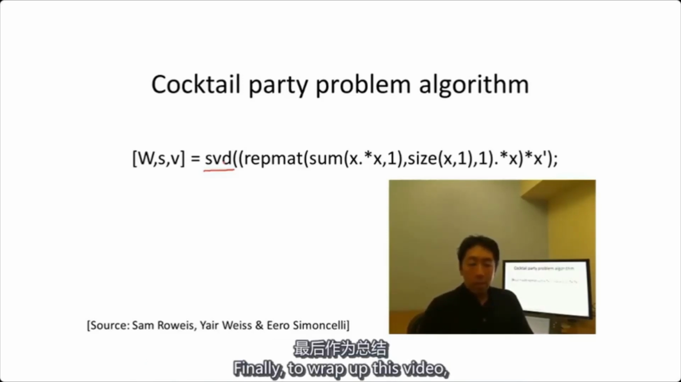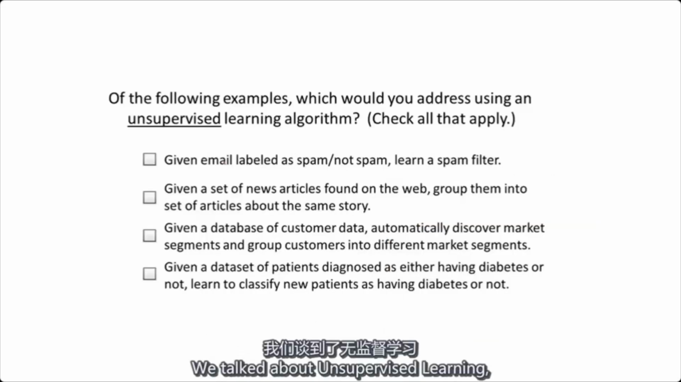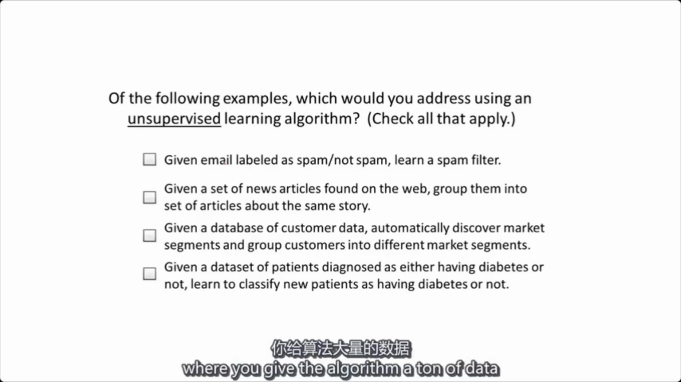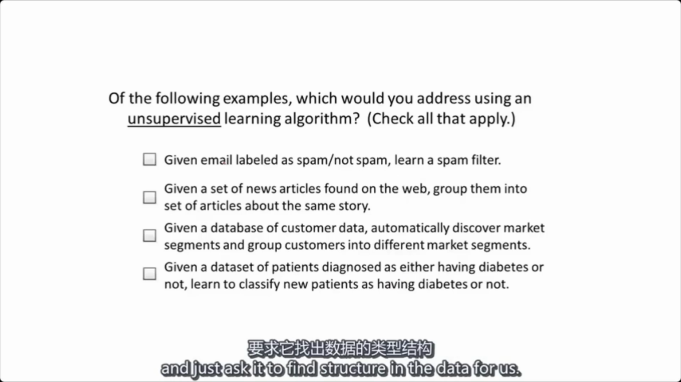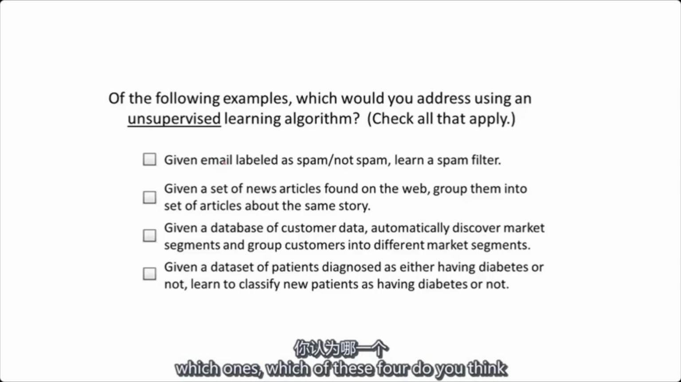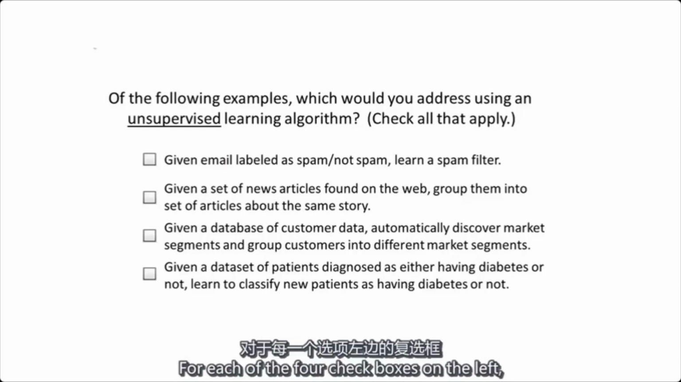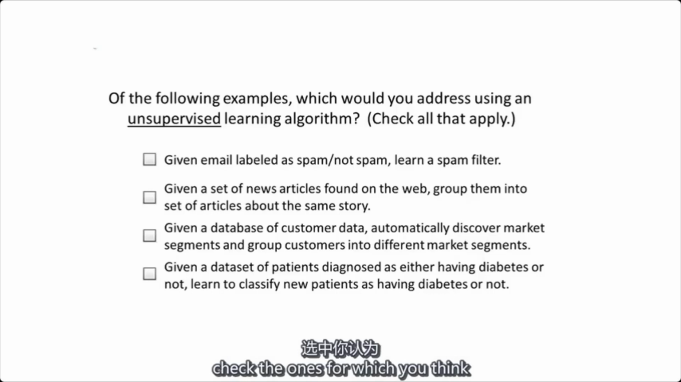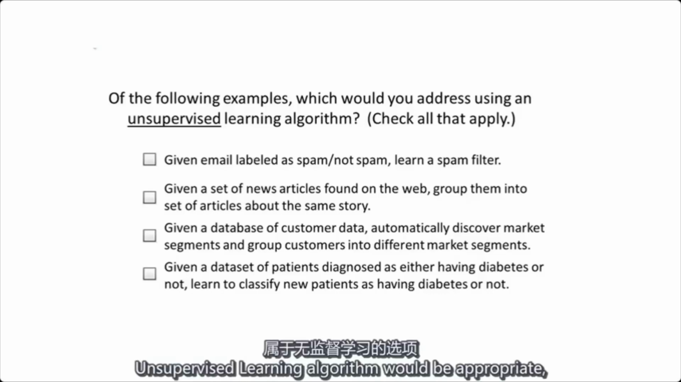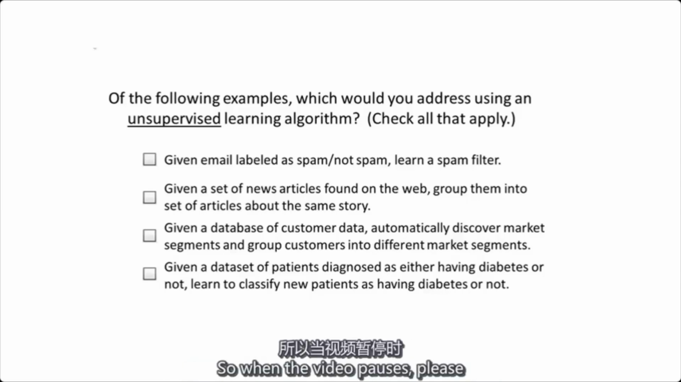Finally, to wrap up this video, I have one quick review question for you. We talked about unsupervised learning, which is a learning setting where you give the algorithm a ton of data and just ask it to find structure in the data for us. Of the following 4 examples, which of these 4 do you think would be an unsupervised learning algorithm as opposed to a supervised learning problem? For each of the 4 checkboxes on the left, check the ones for which you think unsupervised learning would be appropriate, and then click the button on the lower right to check your answer. So when the video pauses, please answer the question on the slide.